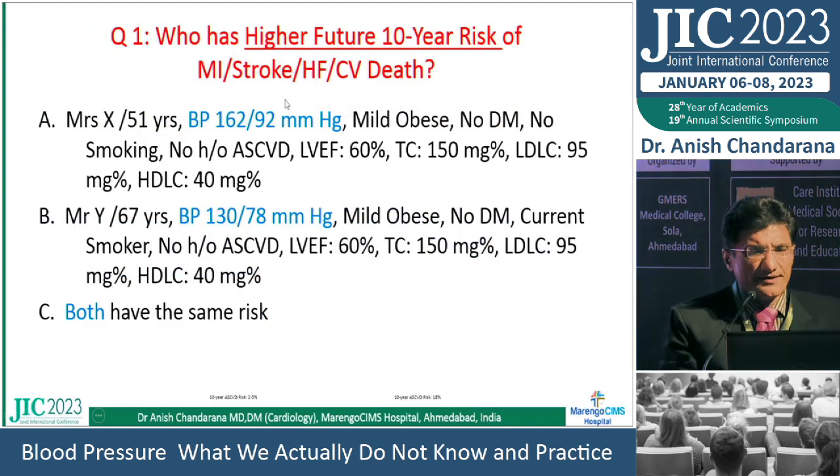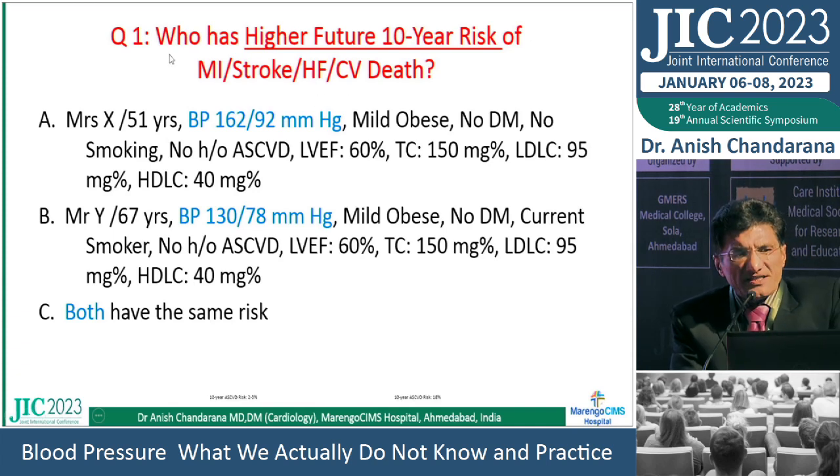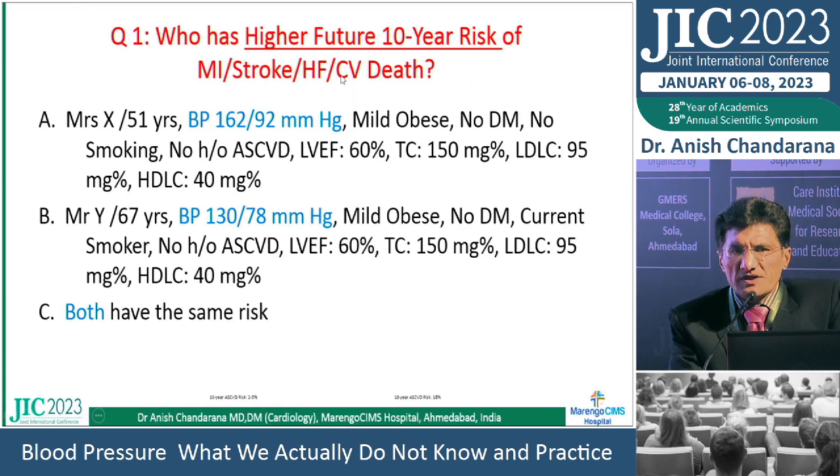You should be ready here. Voting pad should be ready. Question 1: who has higher future 10-year risk of MI, stroke, heart failure and cardiovascular death? Number 1 patient is Mrs. X, 51 years, blood pressure is 162/92, mild obese, no diabetes, no smoking, no history of cardiovascular disease, ejection fraction normal, total cholesterol 150, LDL 95, HDL 40. So this is one lady, 51 years, with hypertension.